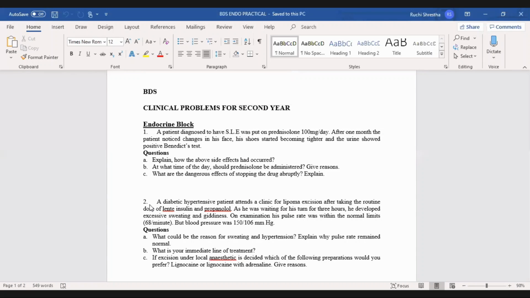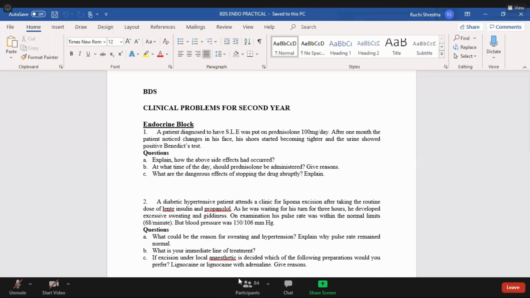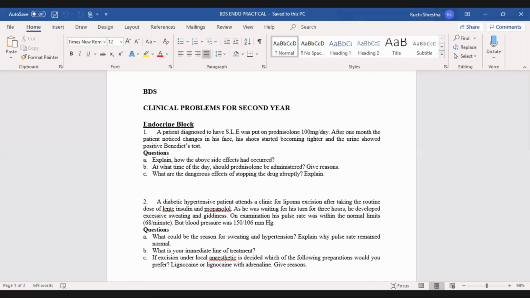So unopposed alpha action means there is increase in peripheral vascular resistance, there is vasoconstriction, which will lead to the increase in blood pressure. So propranolol is able to block beta receptors but not able to block the alpha receptors. So it is due to unopposed alpha action. So blood pressure is increased, but pulse rate is within the normal limit.